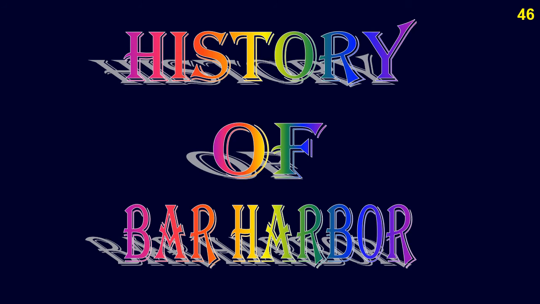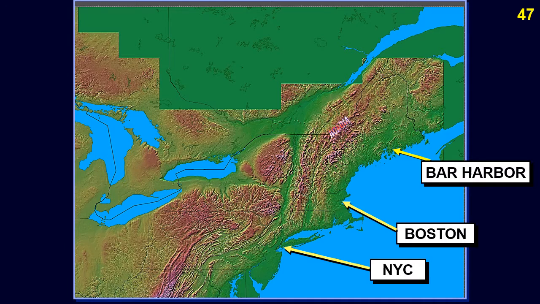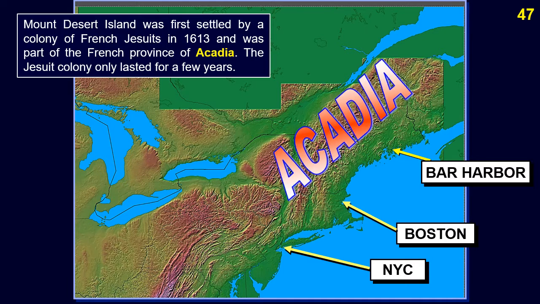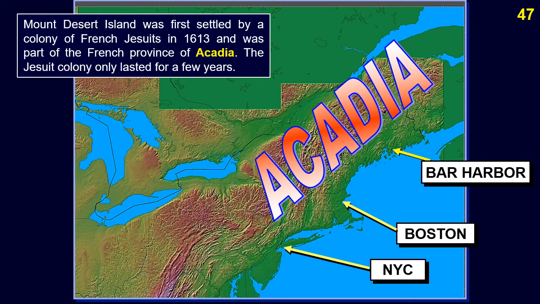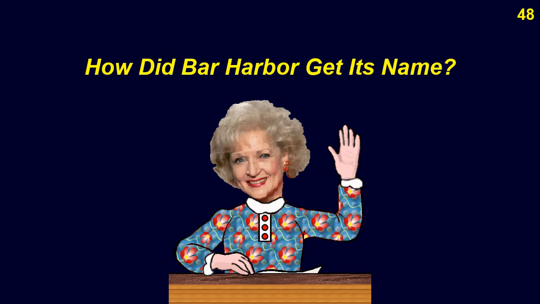Chapter 6. The History of Bar Harbor. Mount Desert Island was first settled by a colony of French Jesuits in 1613, and was part of the French province of Acadia. The Jesuit colony only lasted for a few years. How did Bar Harbor get its name?